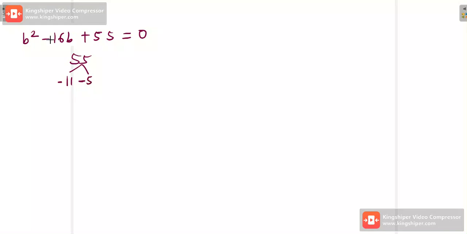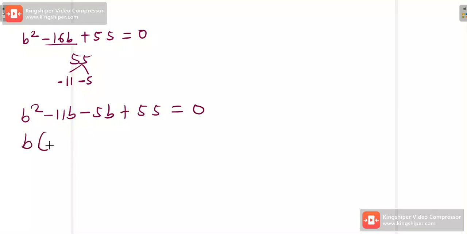So we are going to rewrite the quadratic trinomial using this. So we have b squared. Instead of writing negative 16b, I write negative 11b, then minus 5b. So this is the same as negative 16b. Then plus our 55 equal to 0. So from here, we can factorize b out. When you factorize b out from the first two, you are going to get b minus 11.